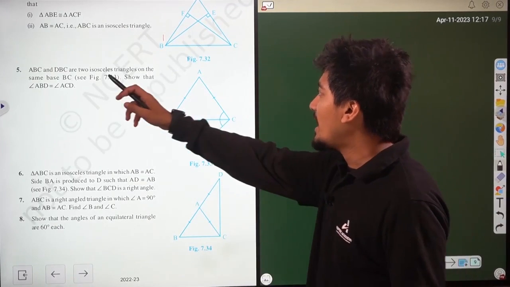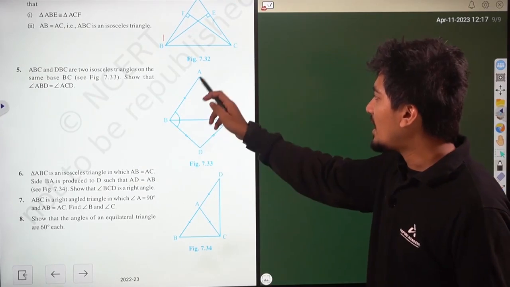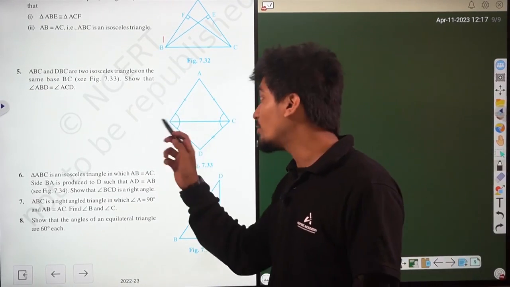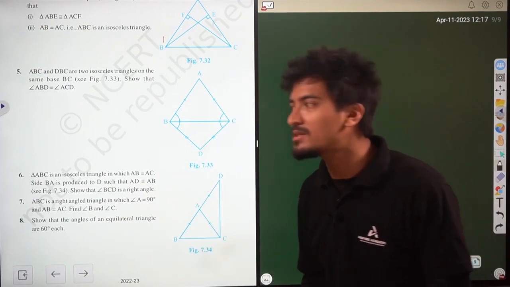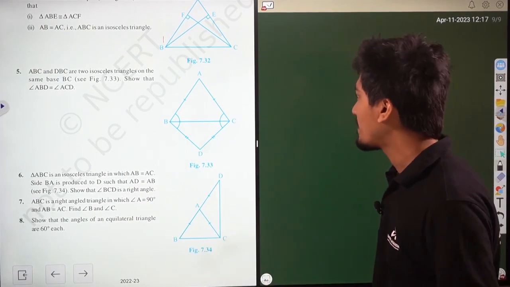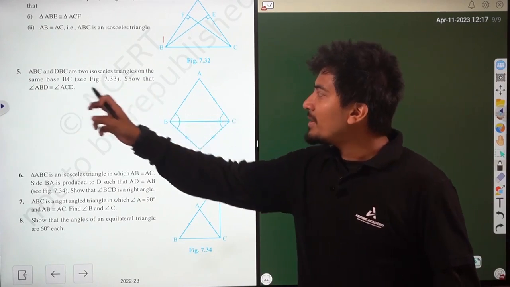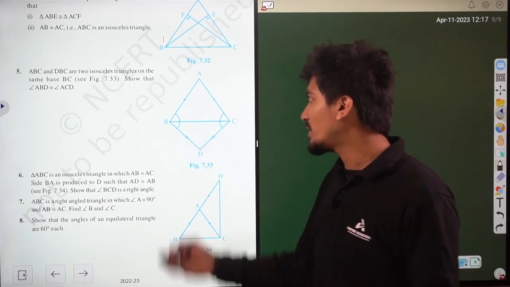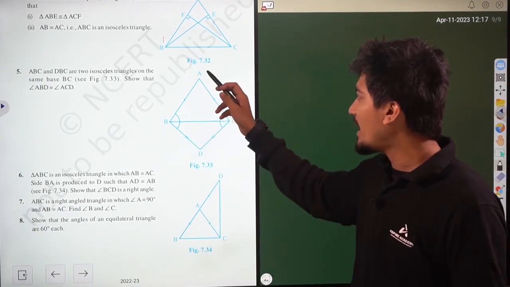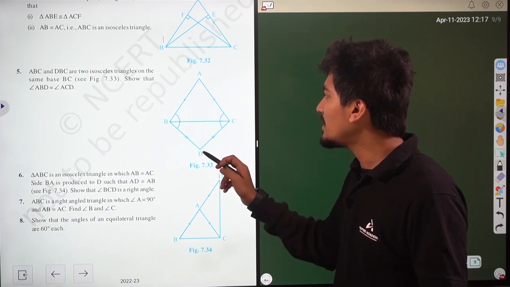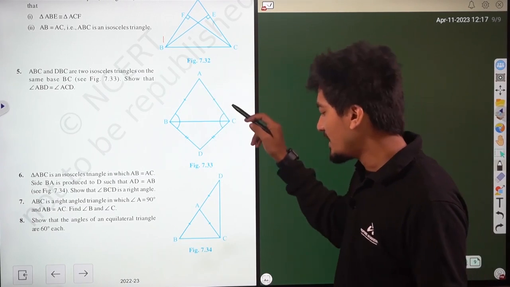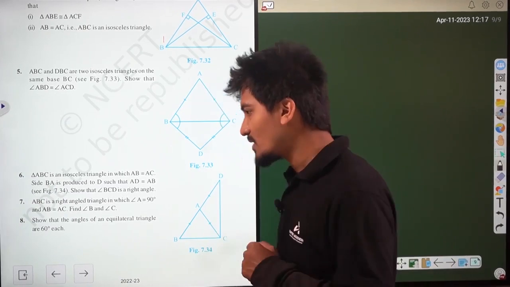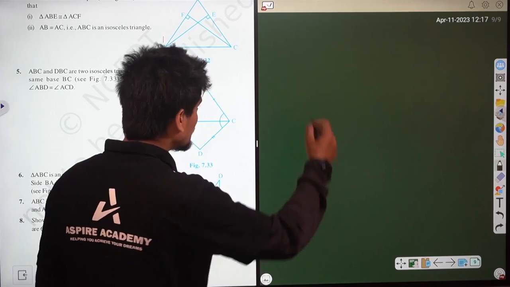See here, triangle ABC and DBC are two triangles. They are isosceles triangles. That means their two sides are equal, with the same base BC. The base is same for both the triangles. What we need to show is that angle ABD is equals to angle ACD. That means these two angles are equal. We need to show this. Okay, so let's do it.